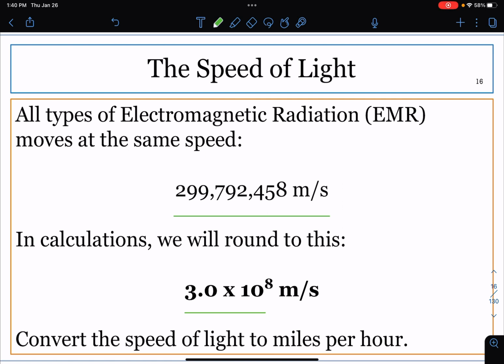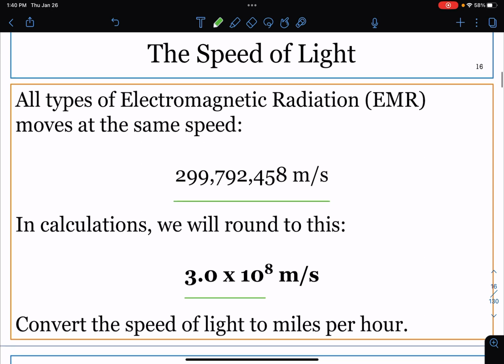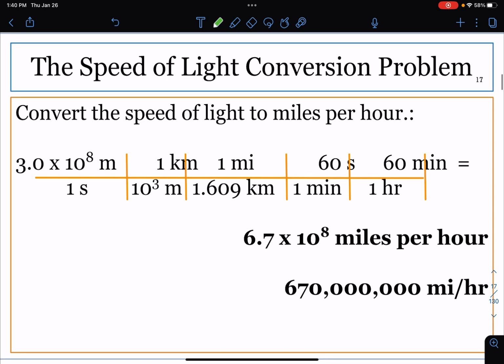To better understand how fast this is, let's convert this into miles per hour. Pause to see if you can do this on your own first. So here we have the speed of light. We are going to write the meters in the numerator and the 1 second in the denominator. First, let's convert our meters to kilometers. And it looks like my formatting is slightly off here. But then convert our kilometers to miles.